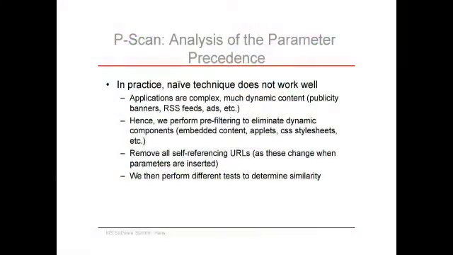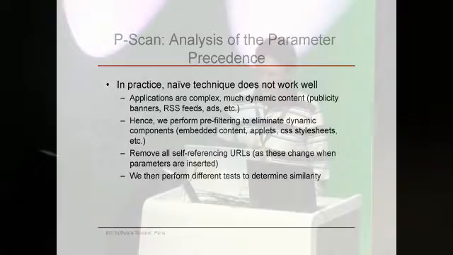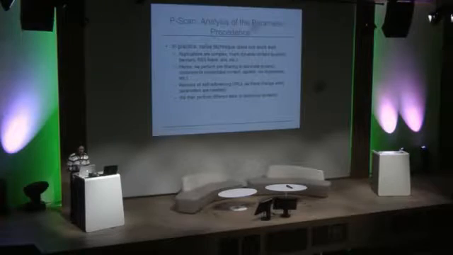So in practice, this naive technique does not work well, of course, because applications are very complex and they have a lot of dynamic content. They have, for example, publicity banners, RSS feeds, ads, etc. So we have to actually do pre-filtering to eliminate dynamic components, get rid of embedded content, applets, CSS style sheets, etc. Quite a bit of work went into optimizing this. We also have to remove all self-referencing URLs, as these change when the parameters are inserted.